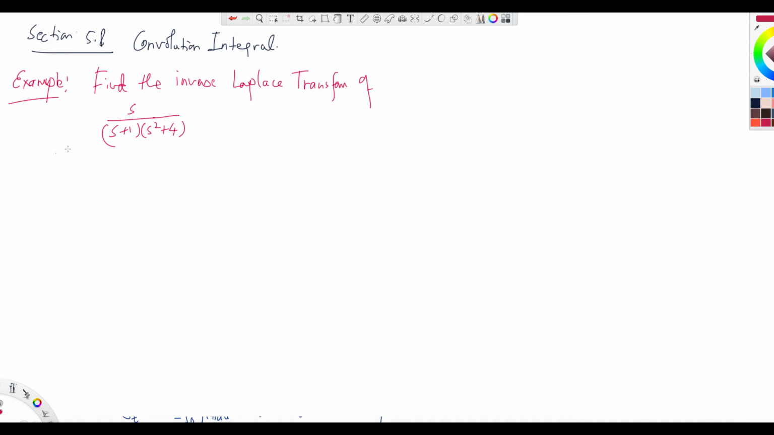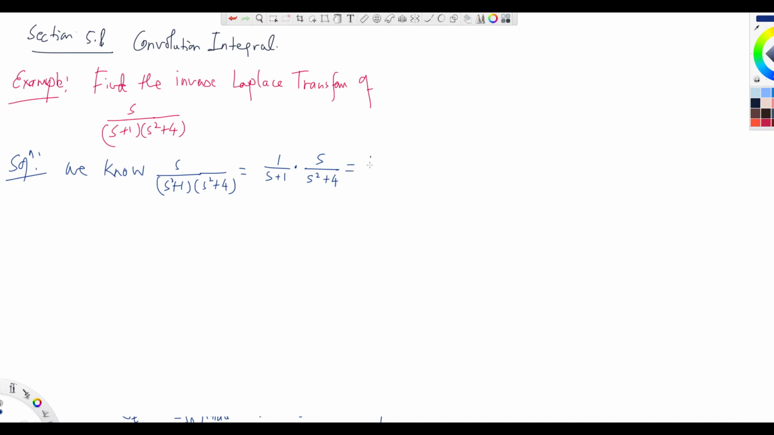Okay, so the solution: to find the inverse Laplace transform, what we do is we know that s over (s plus 1)(s squared plus 4) can be written as 1 over s plus 1 times s over s squared plus 4, right? We know the inverse Laplace transform of this separately, and we know the inverse Laplace transform of that separately.